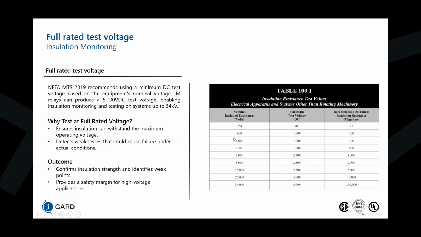So the table on the right, Table 100.1, shows nominal rating of equipment voltages between 250 volts all the way up to 34,000 volts, as well as the minimum test voltage in DC that you should apply for each instance. So by having our relay be able to do 5,000 volts DC, we can cover the entire line from 250 to 34 kV. And then on the right column, we can see our recommended minimum insulation resistance in megaohms that we should be achieving with respect to our tests.